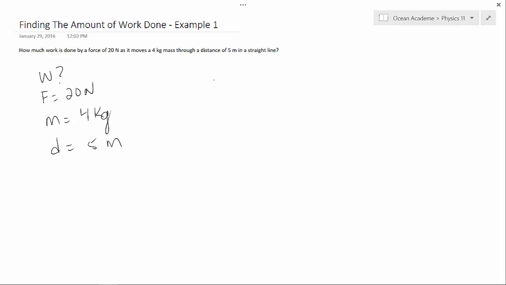Now, we know that work equals force times distance, so we don't even need the mass. That was just extra. So work would be 20 newtons times the 5 meters. So the work done would be 100 joules.